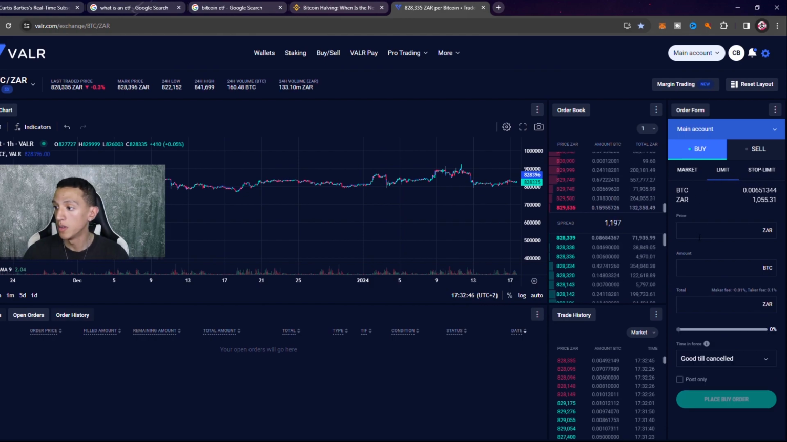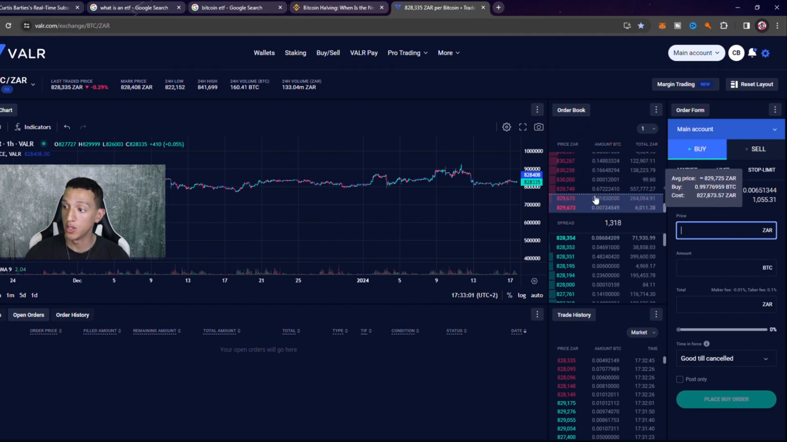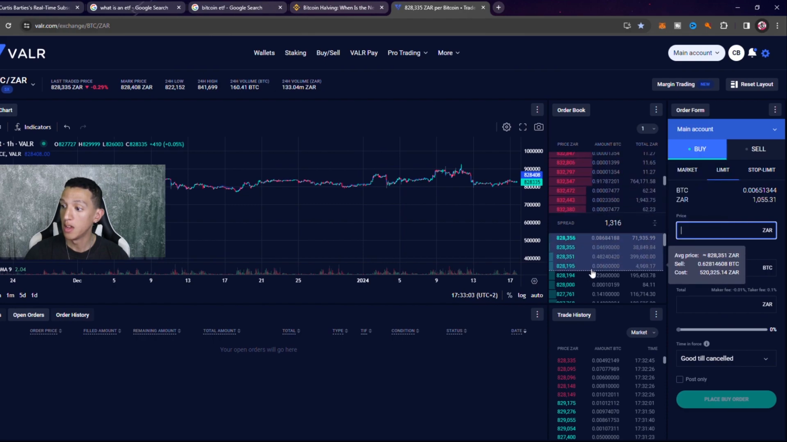So we'll just go into limit. Limit is, for example, where you put a price at which you want to buy Bitcoin. Oh, I forgot about the order book. The order book is basically all the orders currently open on VALR. So this is all the people trying to sell, and these are all the people trying to buy. And the spread is just the difference between the sellers and buyers. So there's almost 1,000 rand difference between people buying and selling, and we can influence the price, being a little bit more volatile.